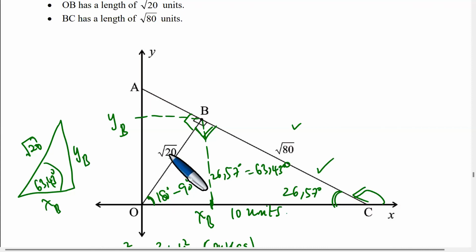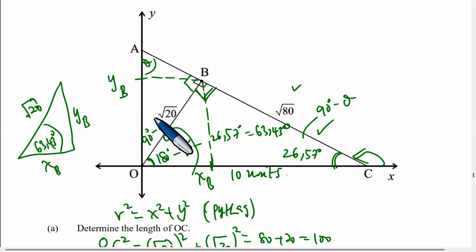So if you take COB to be theta, then the other angle is going to be 90 degrees minus theta. So this is also going to be 90 degrees minus theta. So this is going to become theta. Okay, with that said, we take this diagram.